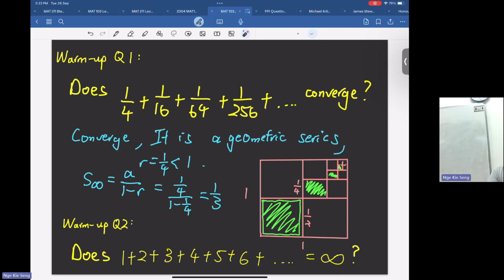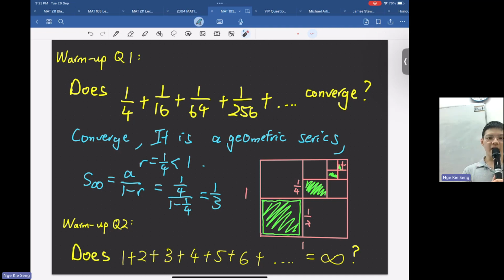Actually, is this obviously infinity? Obviously infinity. Actually, we can show it using a tool we're going to learn later, the test for convergence. If the series converges, then the limit must go to zero. Since this limit doesn't go to zero, it should diverge. We will see the argument later.